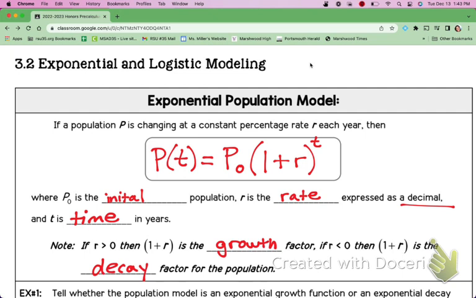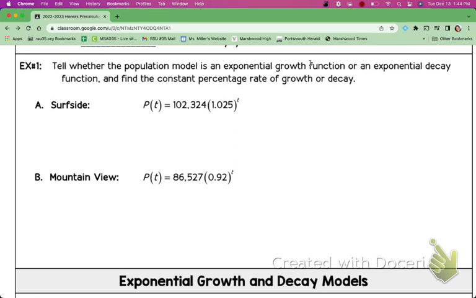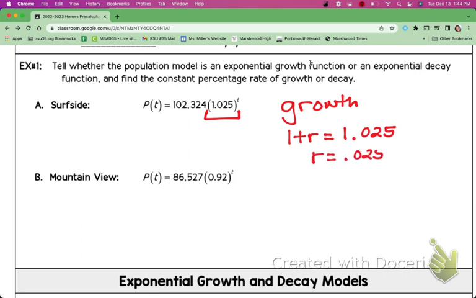Okay, for example 1, tell whether the model is growth or decay, and then find the constant percentage rate of growth or decay. Here in A we've got P of T equal to 102,324 times 1.025. What I really care about is this number here, bigger than 1, so that means we have growth. So 1 plus R is equal to 1.025. What does my R equal? 0.025, which is 2.5%, how much you're growing by.